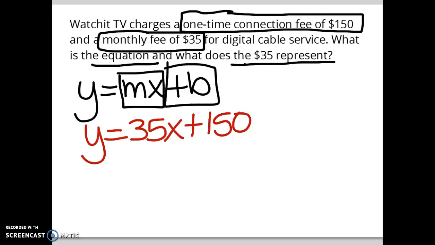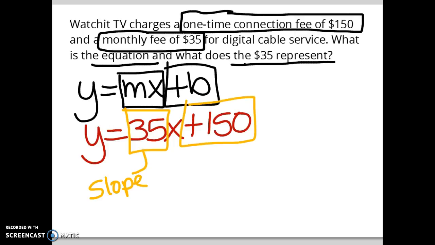So let's talk about what we've discovered. The slope of this equation, or the m, because m represents slope, is $35. The y-intercept, including the sign, is $150. So that means this graph is shifted up 150 steps, and the rate of change is $35. What rate is that? $35 per month.